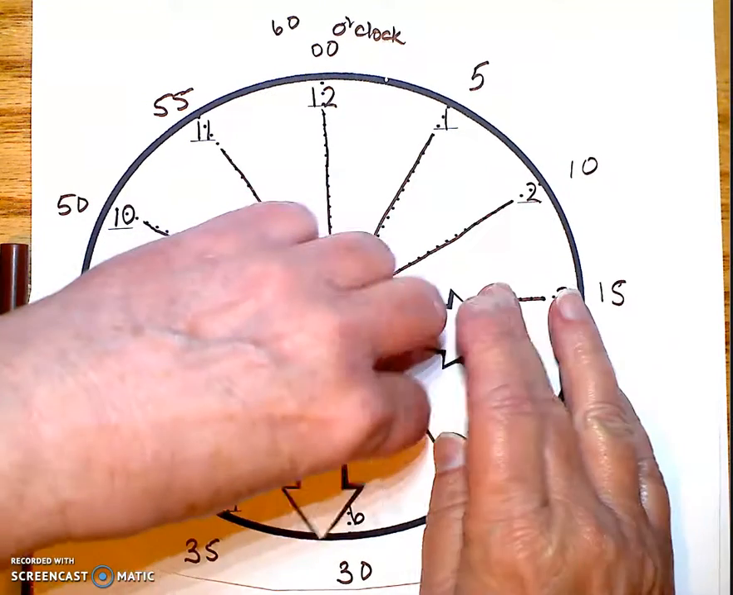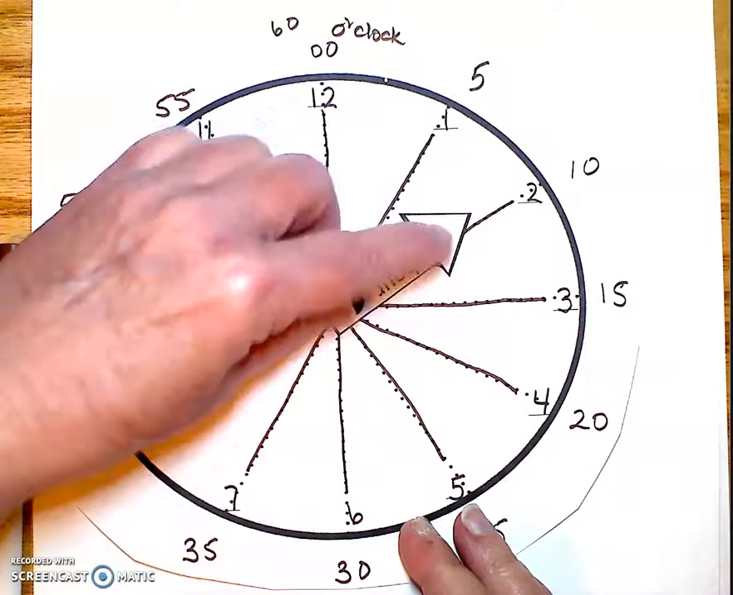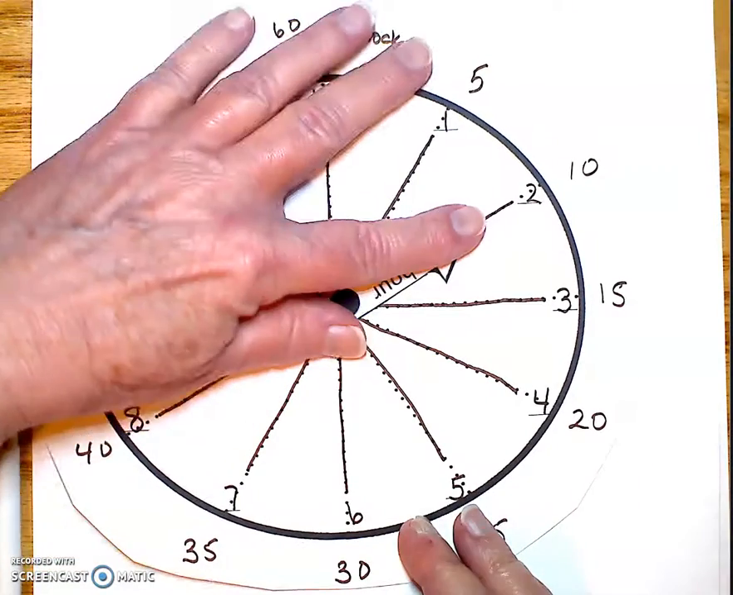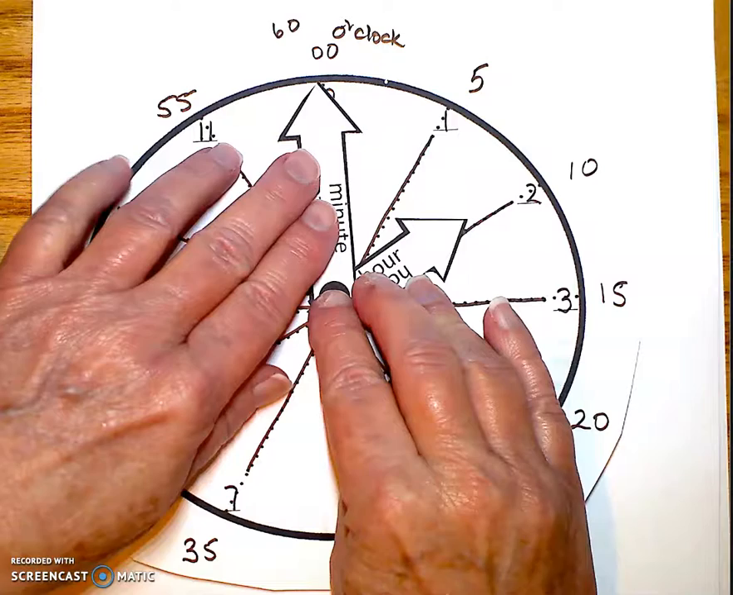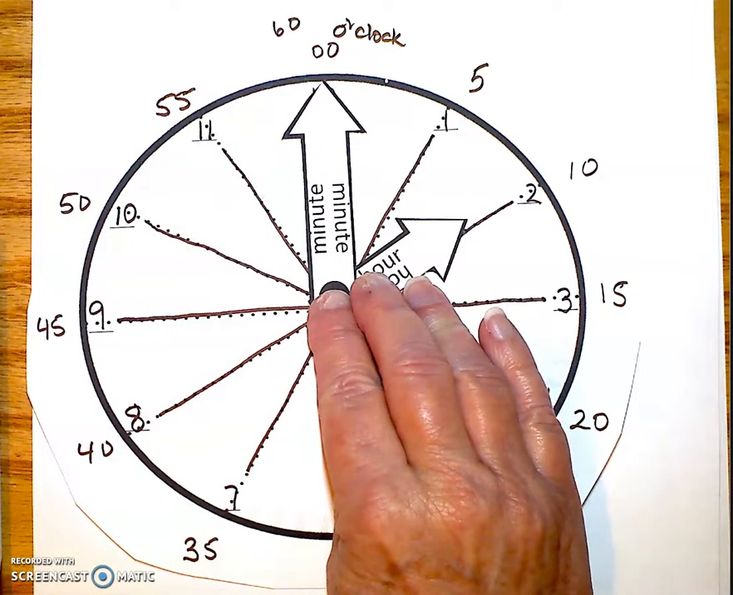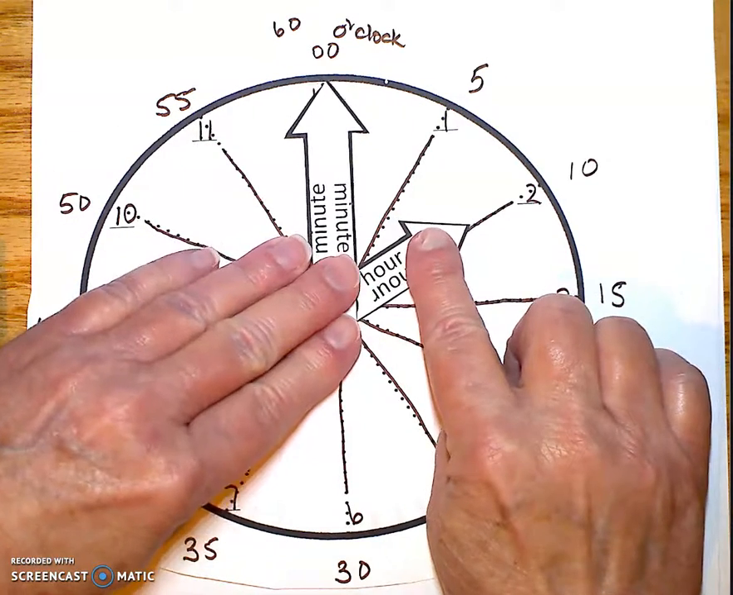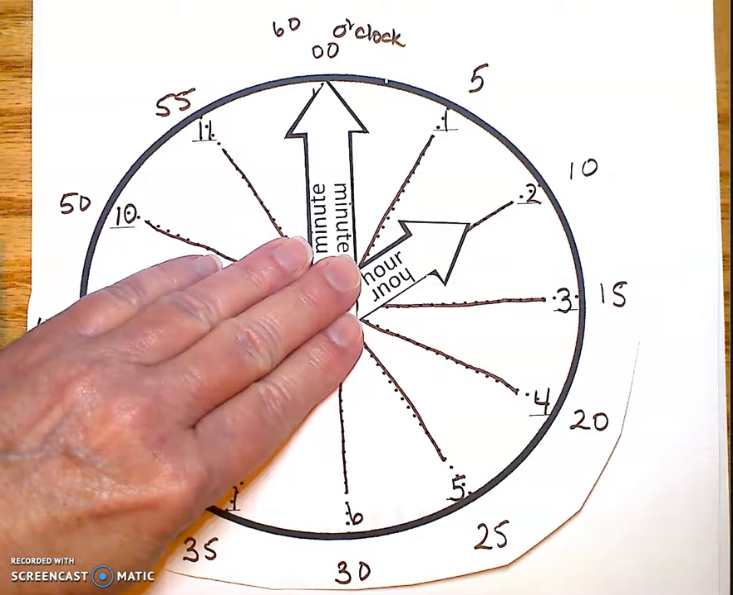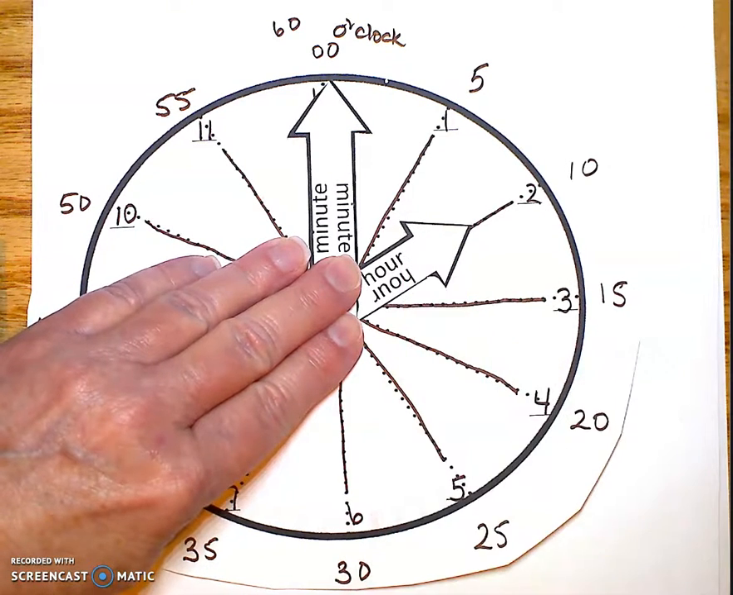Let's do another one. Let's put our hour hand on the 2, and let's put our minute hand on the 12. Oops. There. 2 o'clock.